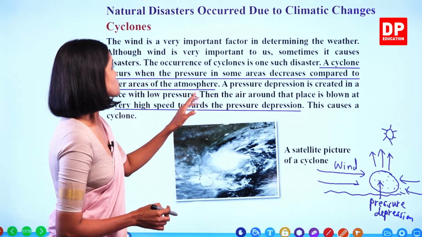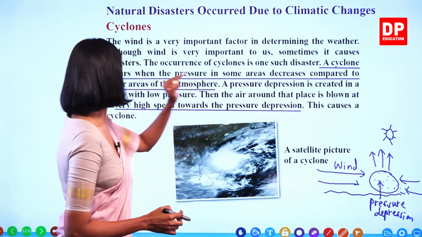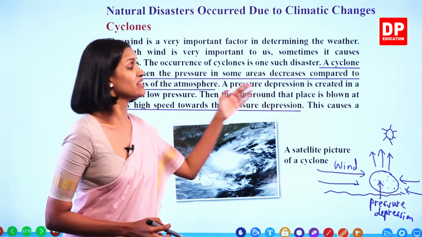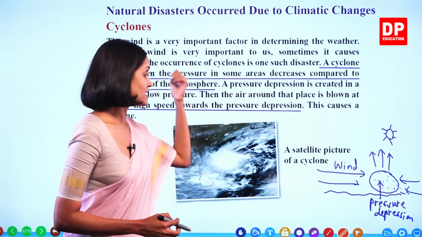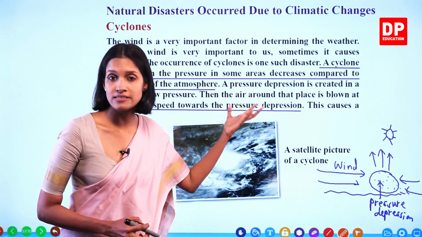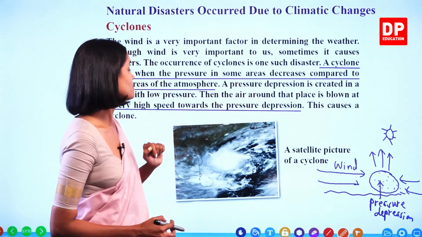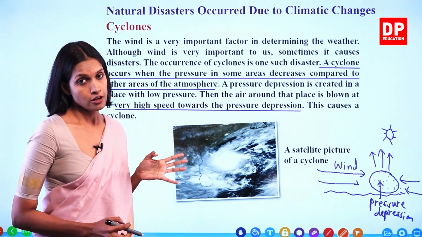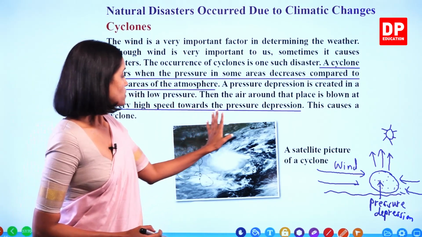Okay? So then the air around that place is blown at a very high speed towards the pressure depression, and this type of air at high speed is very destructive, and this is known as a cyclone. This causes a cyclone. Okay, children? So here look at this.